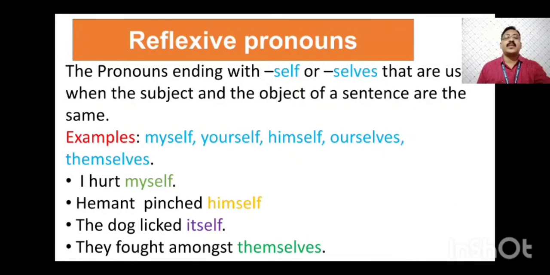You can see, I is singular, that's why myself. Hemant is singular, himself. Dog also singular, itself, but they is plural. Here we have added themselves. For I, we use myself, the reflexive pronoun. For a noun, if it is a male noun, himself, or a female noun, herself. If it is a non-living thing or an animal, singular, we use itself. If plural, they, we, in those cases we use selves. Here they is used, so it is themselves.